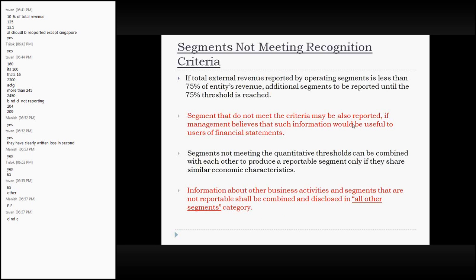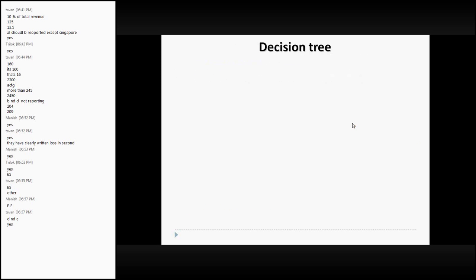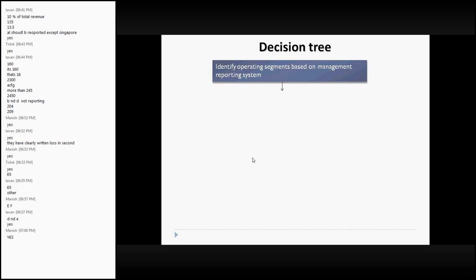Clear? First we'll look at the decision tree and it will be very, very clear, then we'll come back. How to decide what is reportable and what is not. We'll identify operating segments based on the management reporting system. If management believes they are to be reported, they are to be reported.